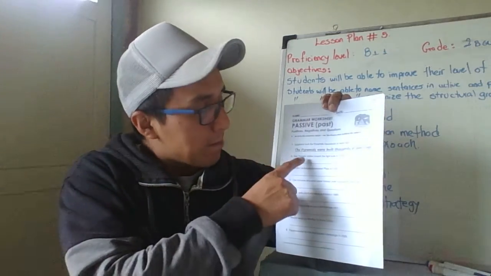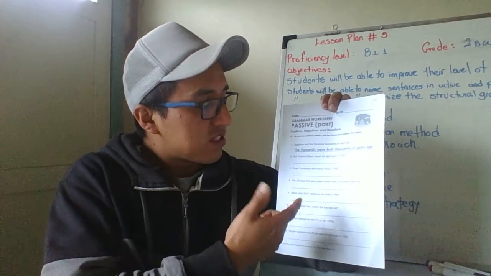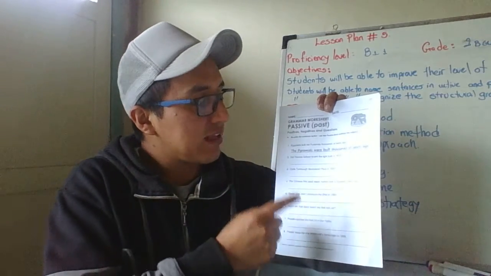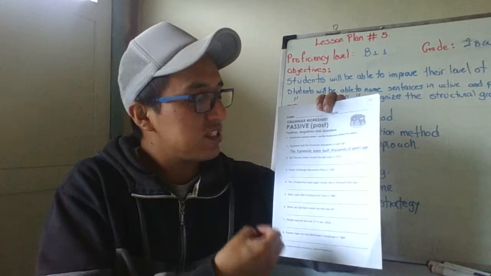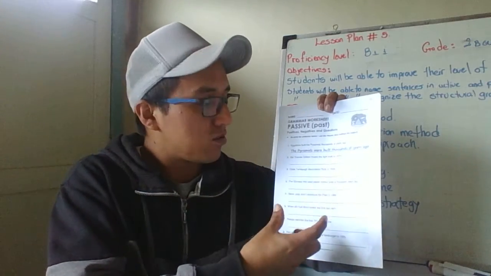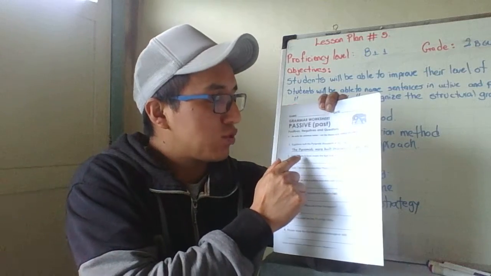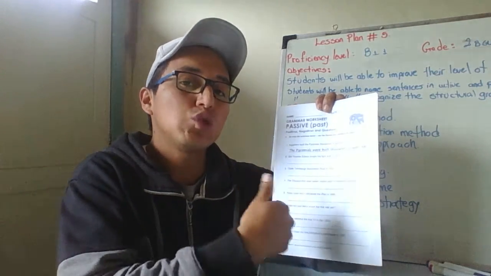So the author has done this example. The pyramids were built thousands of years ago. Students will continue doing these examples. First of all, they will have to read the sentence or questions and they will have to report.